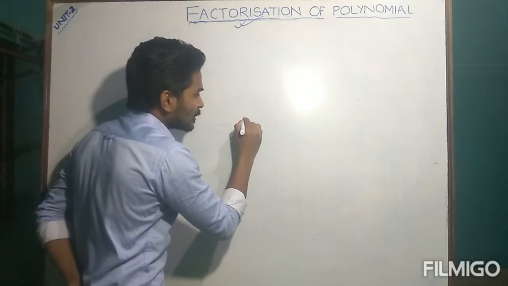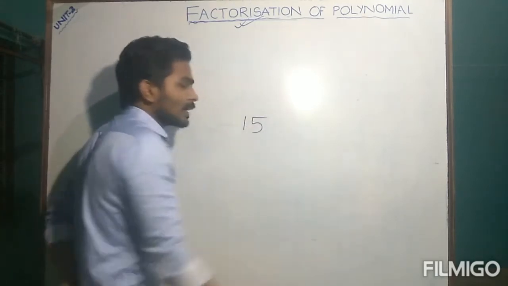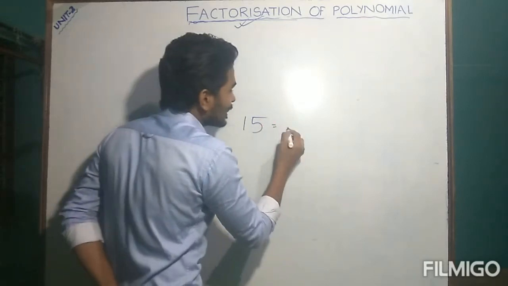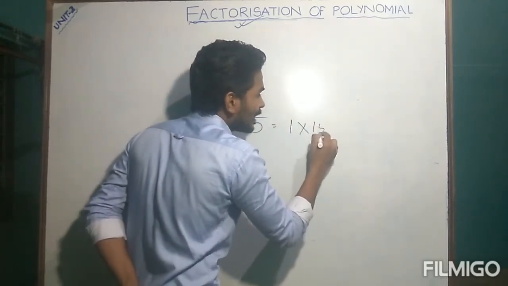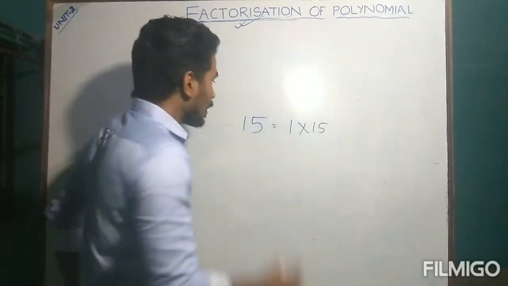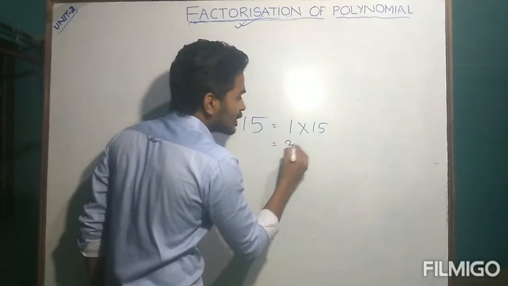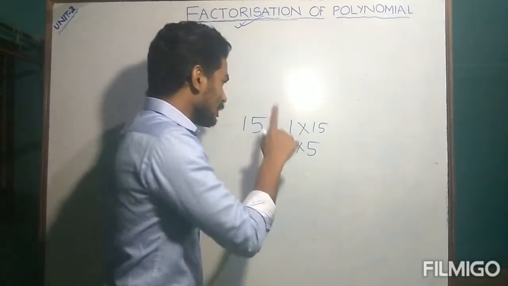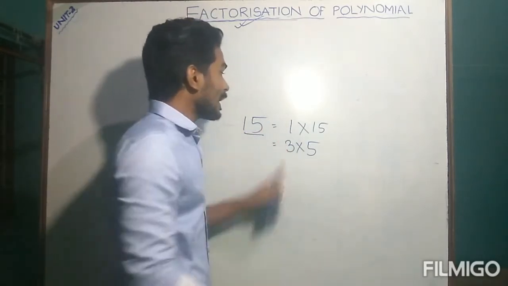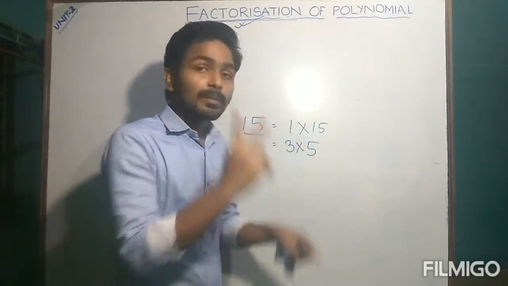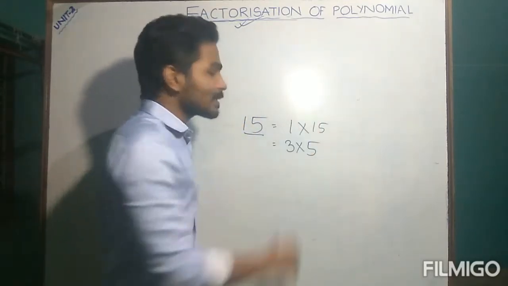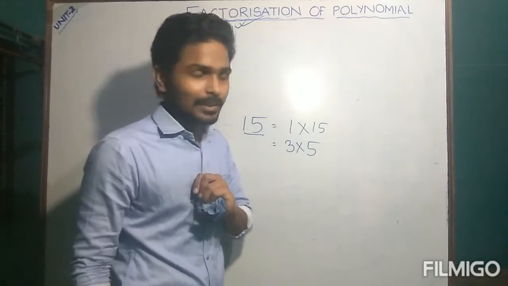Suppose I am taking 15. 15 is a number and 15 can be written as 1 into 15. We can write 15 as 3 into 5 also. Yes or no? Yes. That means a number can be expressed as the product of two other numbers. And this procedure is known as factorization.